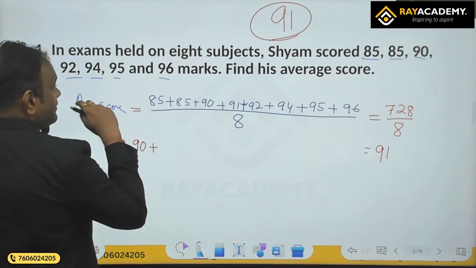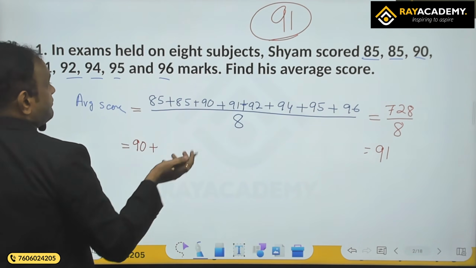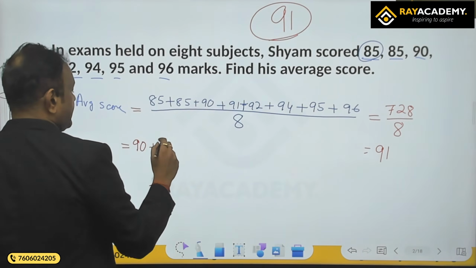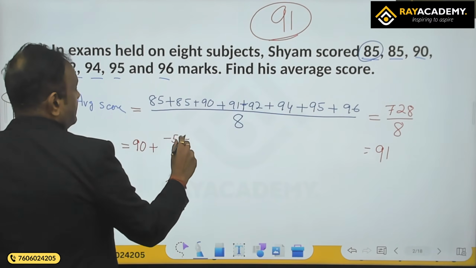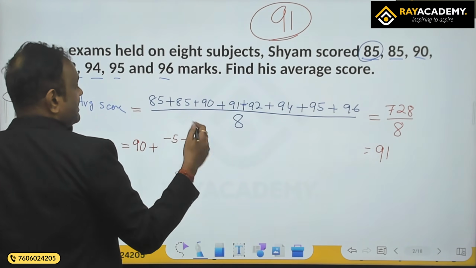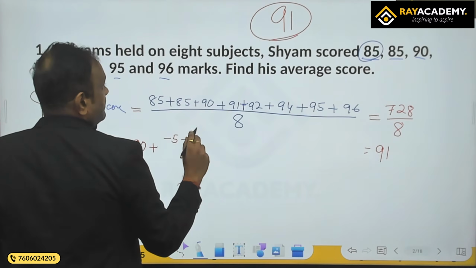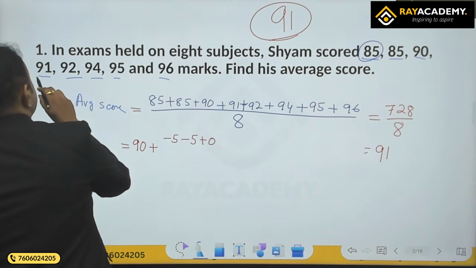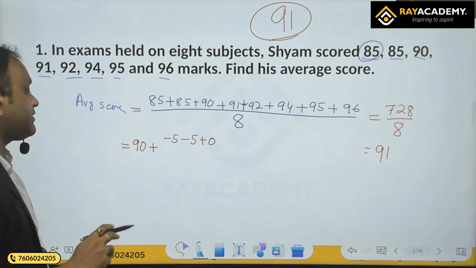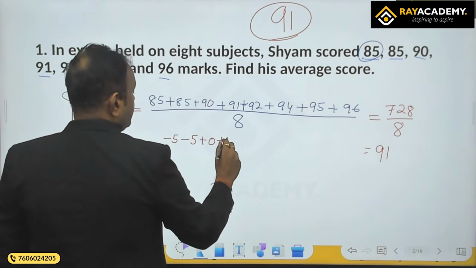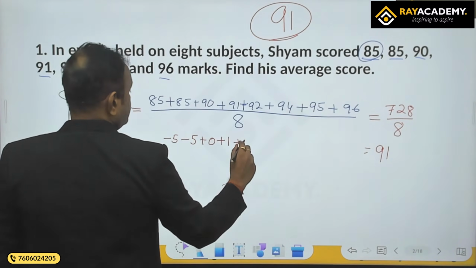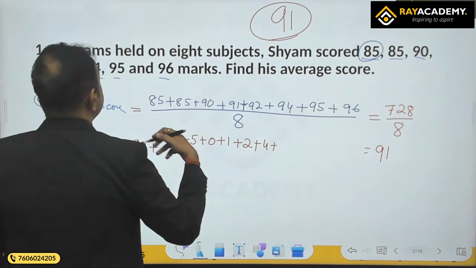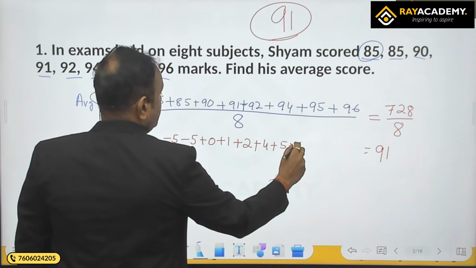Then, 85, first number is 85. 85 is 90 minus 5. So I will write minus 5. Next is again 85. So it is again minus 5. 90 and 90 difference is 0. So 0. Next 91. 90 plus 1. So 91 is plus 1. 92 is plus 2. 94 is plus 4. 95 is plus 5. Plus 6.